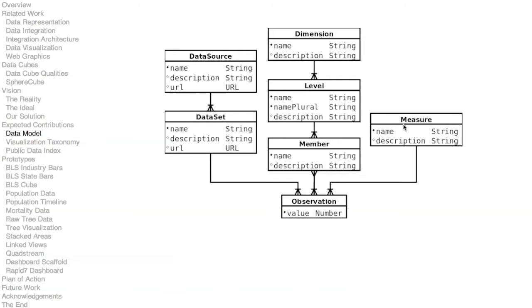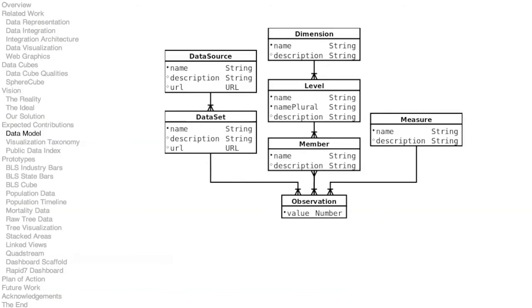And measures are those aggregated numeric properties. An observation has many members. So, for example, one observation might express the fact that the population of Massachusetts in 1990 was some number. That observation would have two members, 1990 and Massachusetts, and the measure would be population, and the number would be there. So that's the idea of the data model.